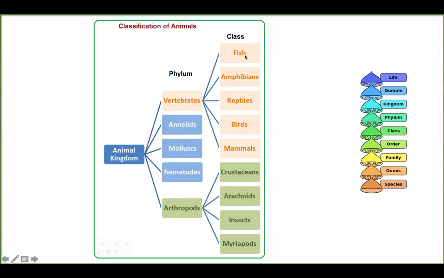Vertebrates include fish, amphibians, reptiles, birds, and mammals. Annelids include the annelida group of organisms, and then mollusca, which you already know, includes slugs and snails. Nematodes are organisms which cause diseases in some plants, and there are other groups of nematodes too. Then arthropods have different classes: crustacea, arachnida, insecta, and myriapoda.